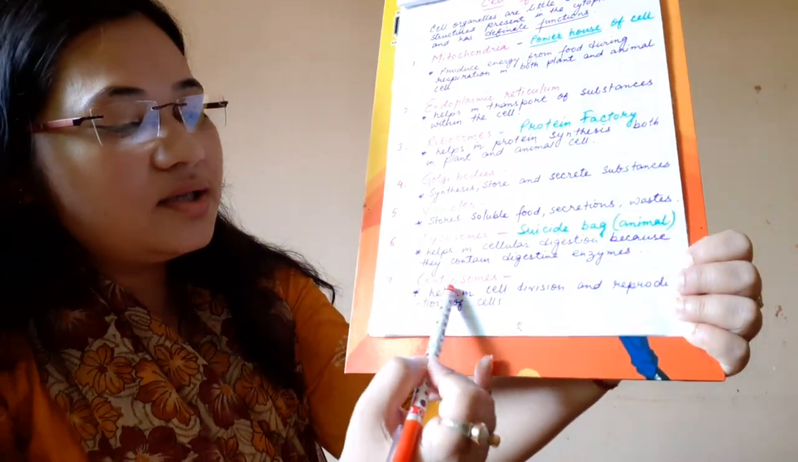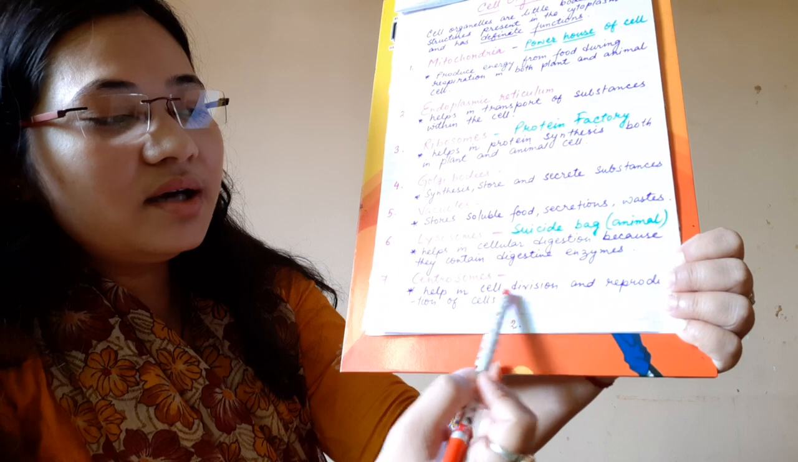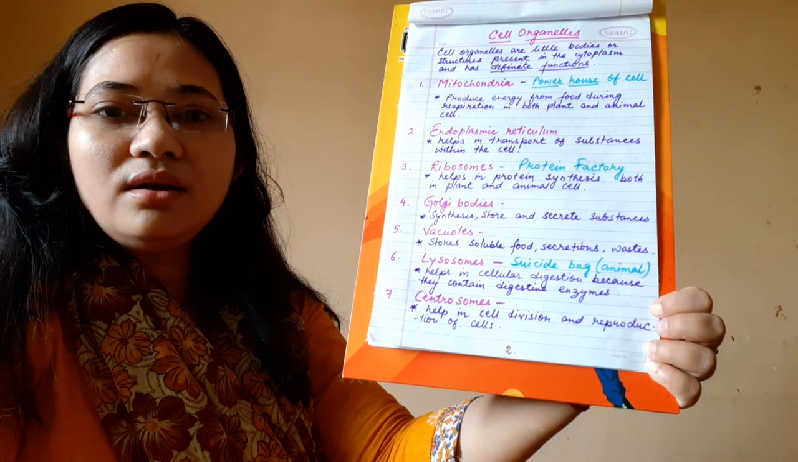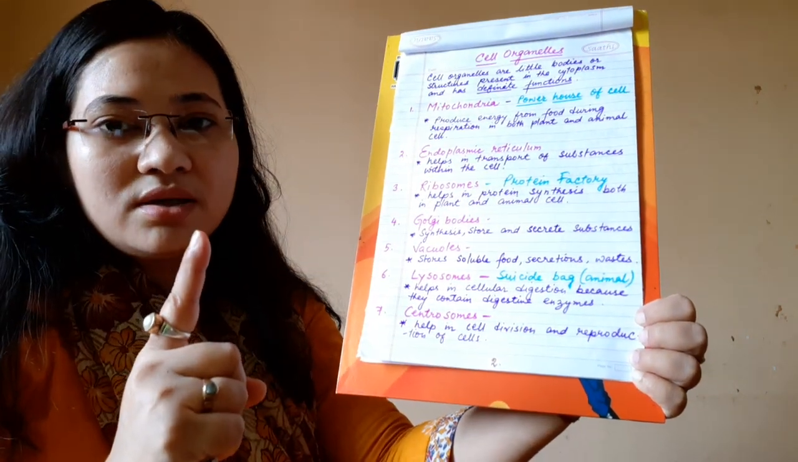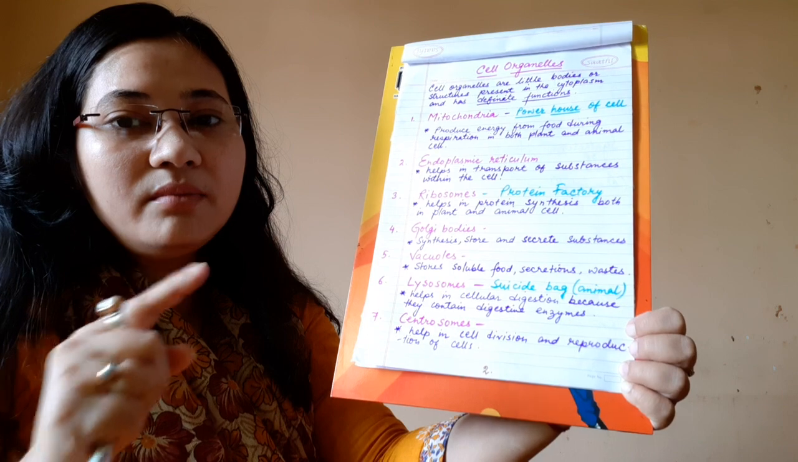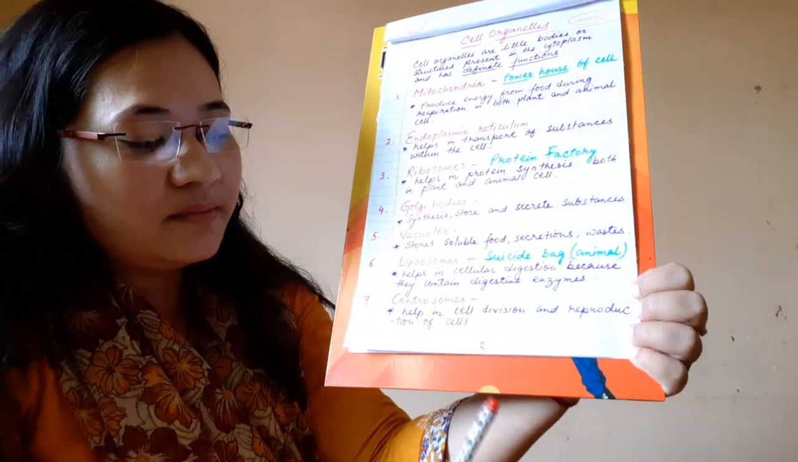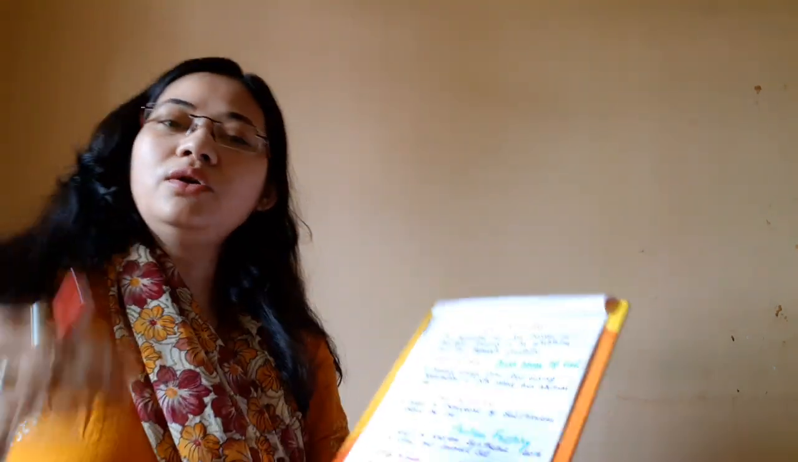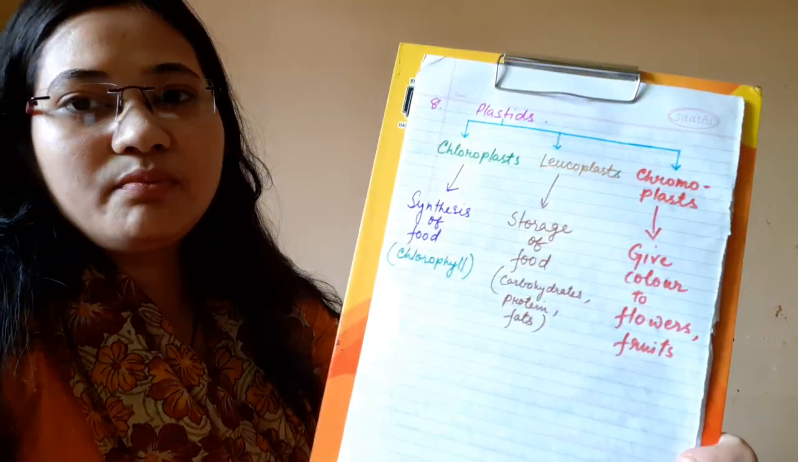Okay. The next one, centrosomes. Centrosomes help in cell division and reproduction of cells. Just now in the diagram we have seen a centrosome, only one centrosome is present, which is made up of two rods and some spindle shaped, star shaped structures. So they help in cell division and reproduction of the cells. One of them will go to the north pole, one of them will go to the south pole of the cell, and then they help in pulling the chromosomes so that the parent cell can divide into two different cells.